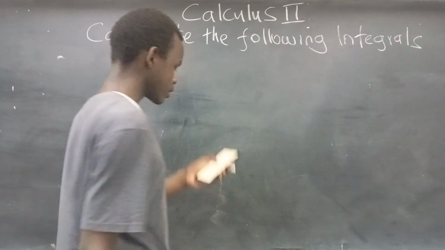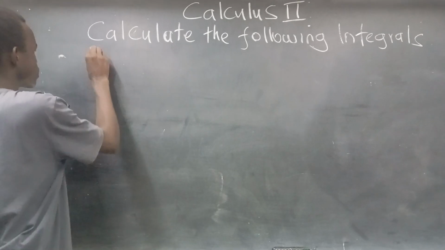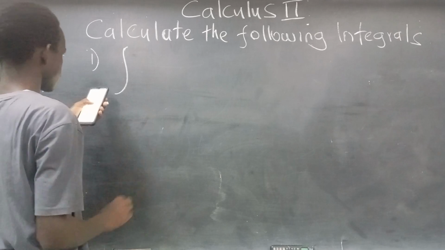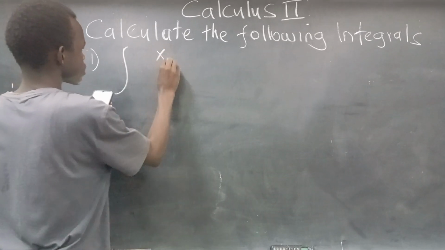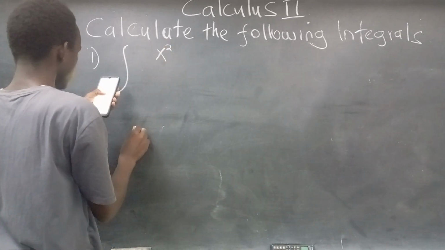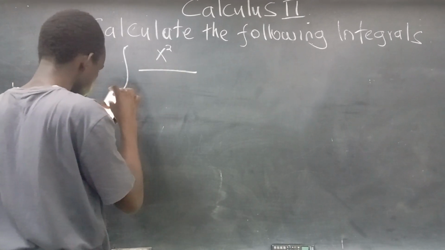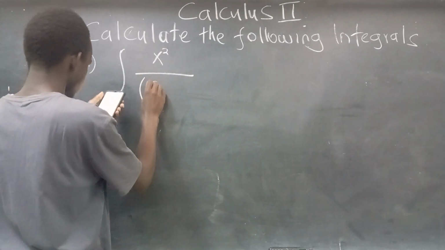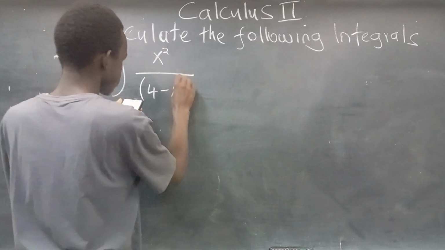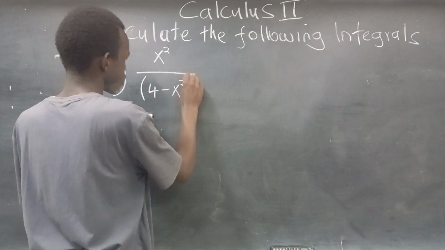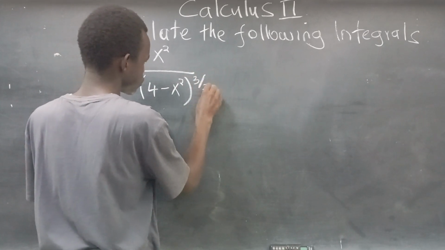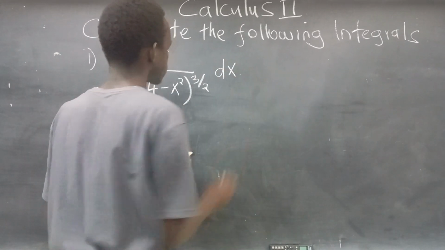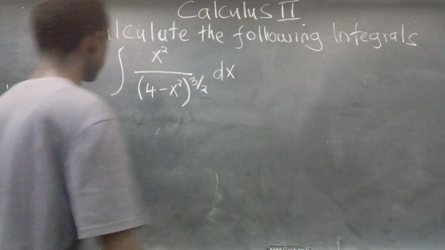So number one, the first question, we are told the integral of x squared divided by (4 minus x squared) raised to 3 over 2, dx. So this is the question we are told to evaluate.